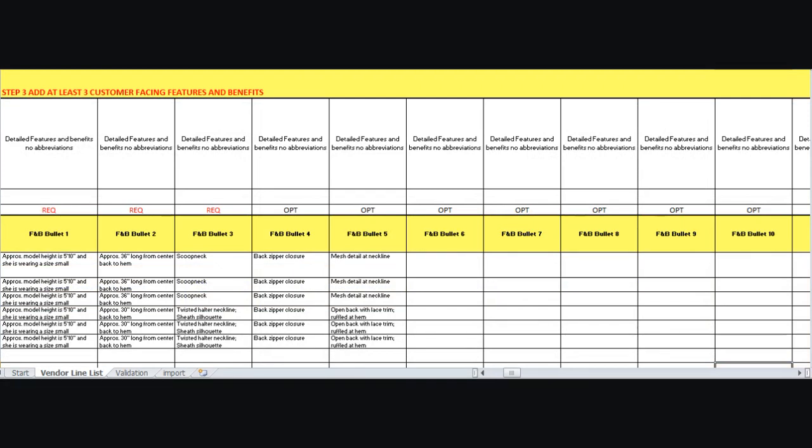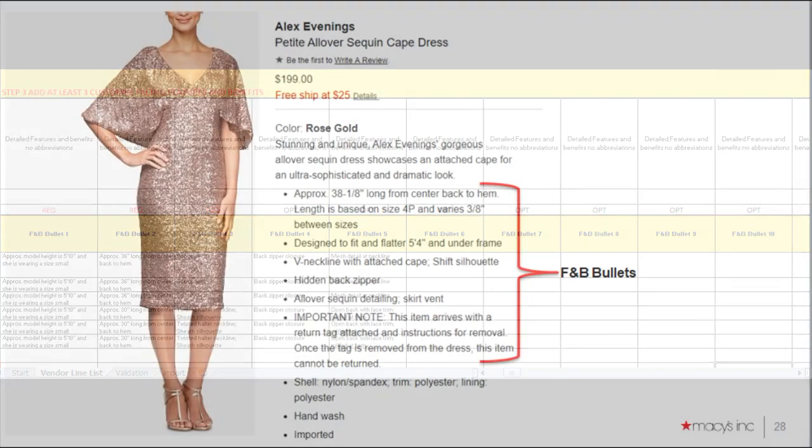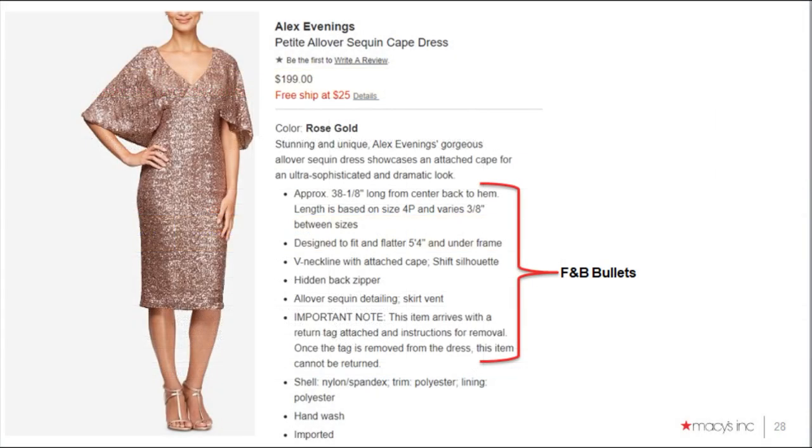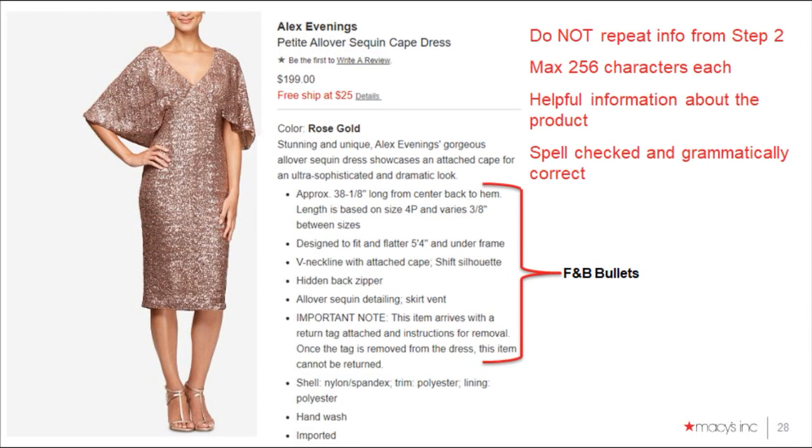Add features and benefits listed on Macys.com product page. Features and benefits are customer-facing bullets that appear on the Macy's product page. These bullets should not repeat information already provided in Step 2. F&B bullets should be a maximum of 256 characters each and provide helpful information about the product that the customer wants to know. Bullets should be listed in the order that they should appear on the website and should be spell-checked and grammatically correct. Make sure the bullets contain no special characters or abbreviations.